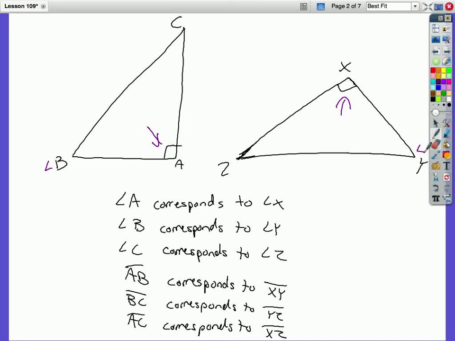Not only can we say that angles correspond, but we can say segments correspond. So segment AB, the smaller segment, corresponds with segment XY. When we write them, you have to put them in the same order from the one triangle to the other. So we said AB, so we need to go XY. Segment BC corresponds with segment YZ. Segment AC corresponds with segment XZ.